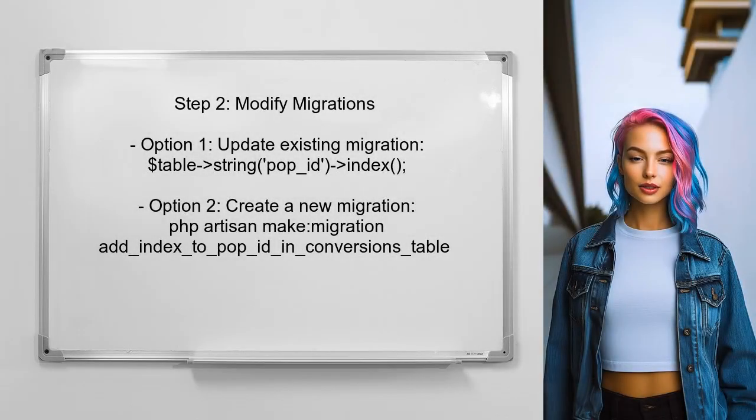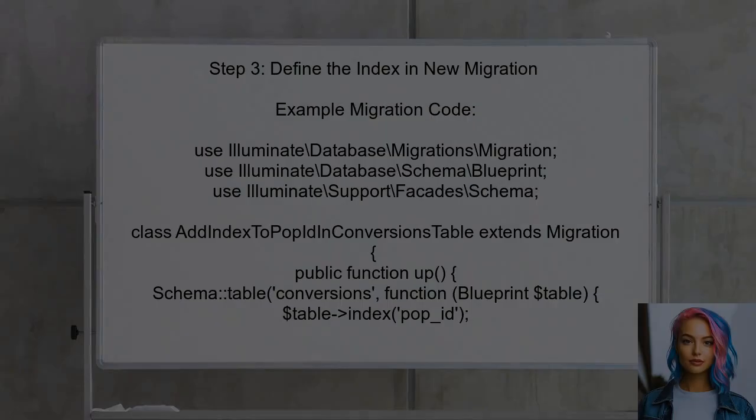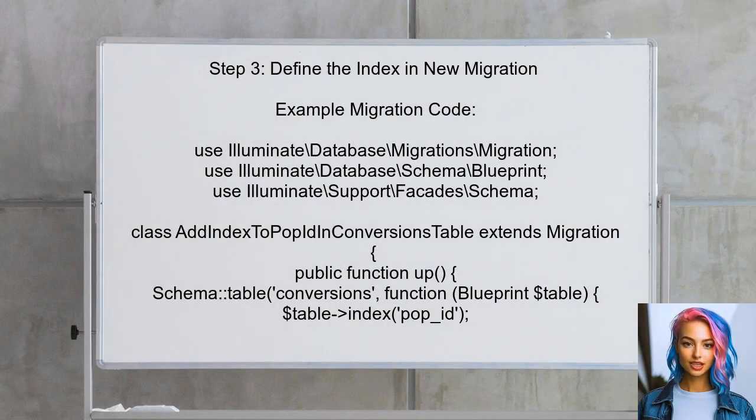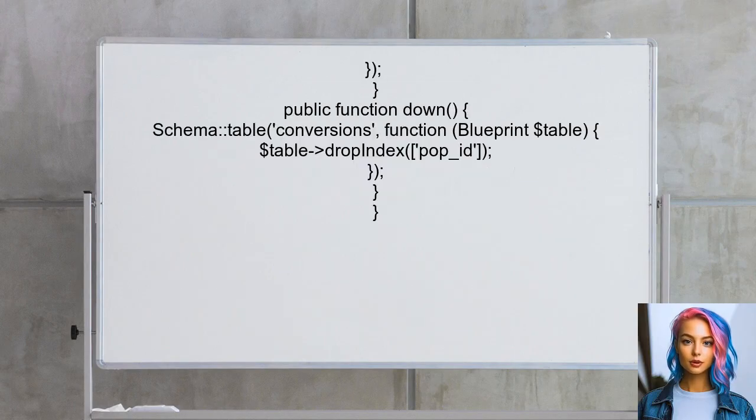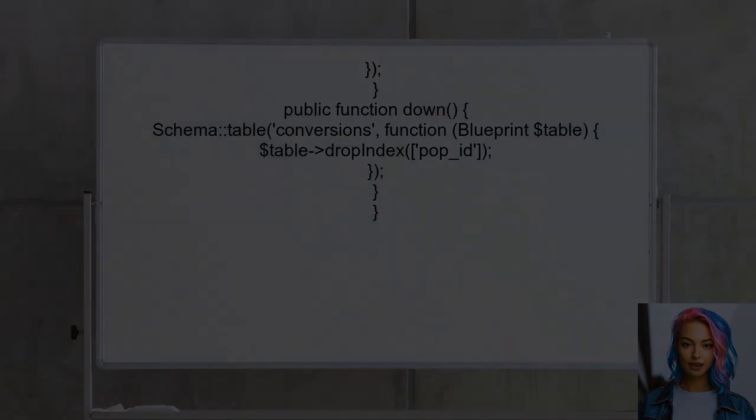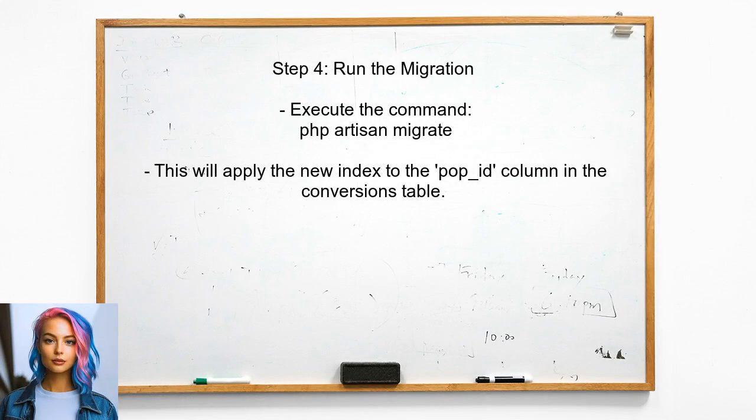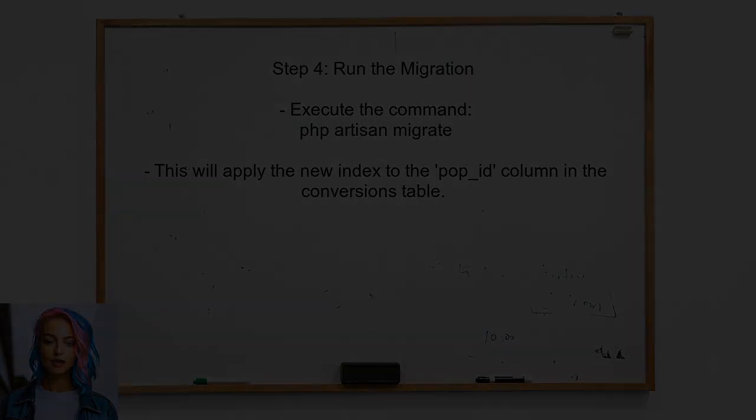Next, the user should modify the migrations for the conversions table. This can be done by adding an index to the pop ID column in the existing migration file or by creating a new migration. If the user chooses to create a new migration, they will need to define the index in the new migration file. This ensures that the index is added without altering the existing structure of the table. Finally, the user should run the migration to apply the changes. This can be done by executing the migration command in the terminal.